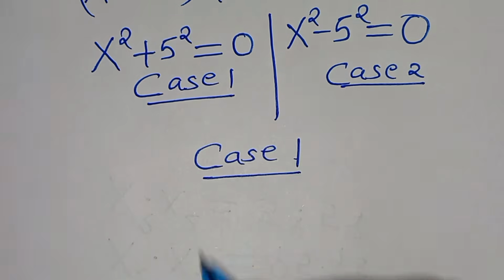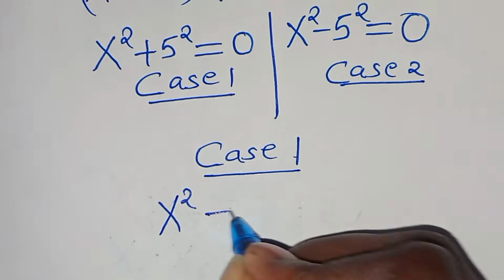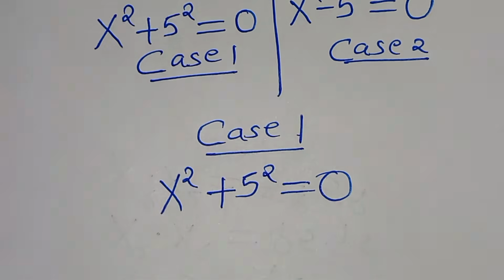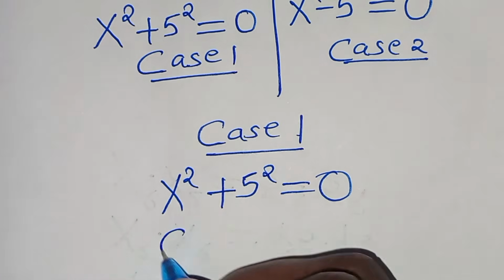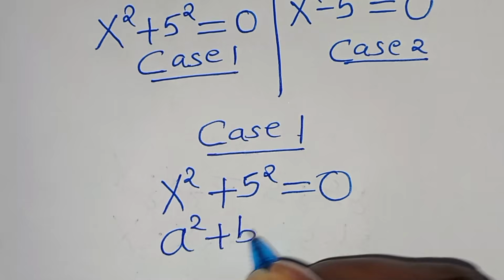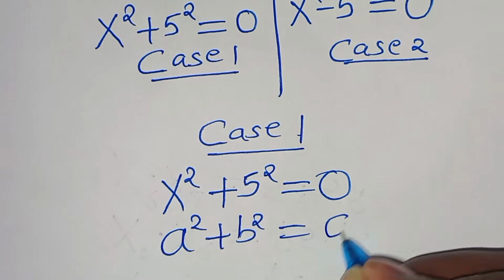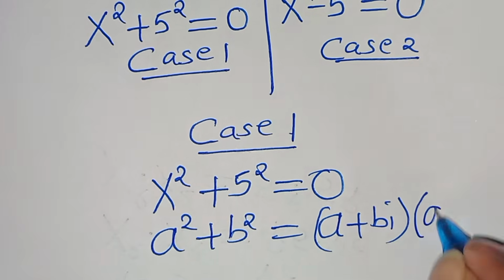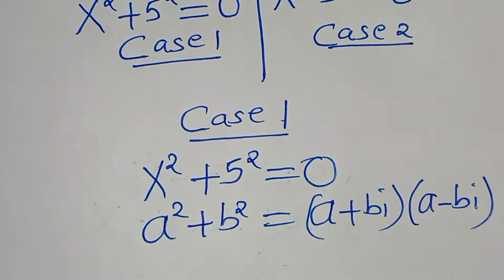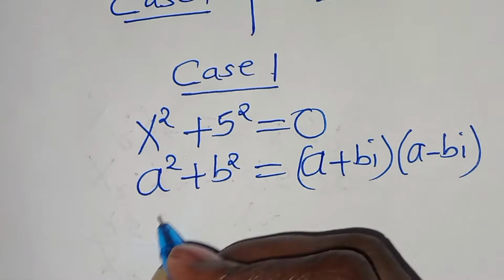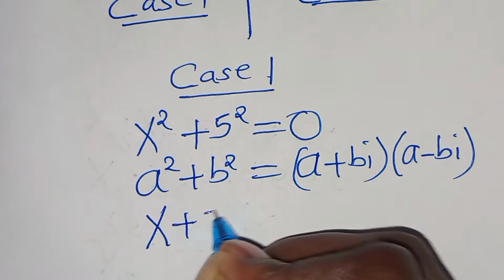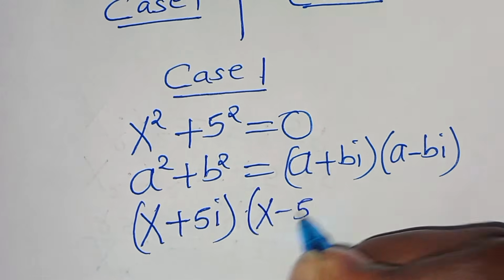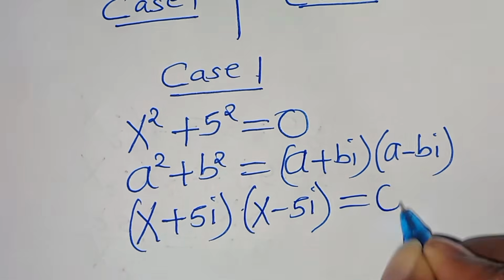Now, from case 1, we have x to the power of 2 plus 5 to the power of 2, equal to 0. This equation is in the form of a squared plus b squared, which we can express as a plus bi multiplied by a minus bi. So we have here x plus 5i multiplied by x minus 5i. This is equal to 0.